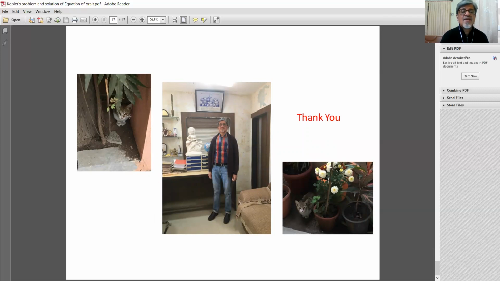This is a cute kitten, or a small baby cat. This is a cute kitten in my garden. Again, a small cute kitten. And this is my picture in the department office.